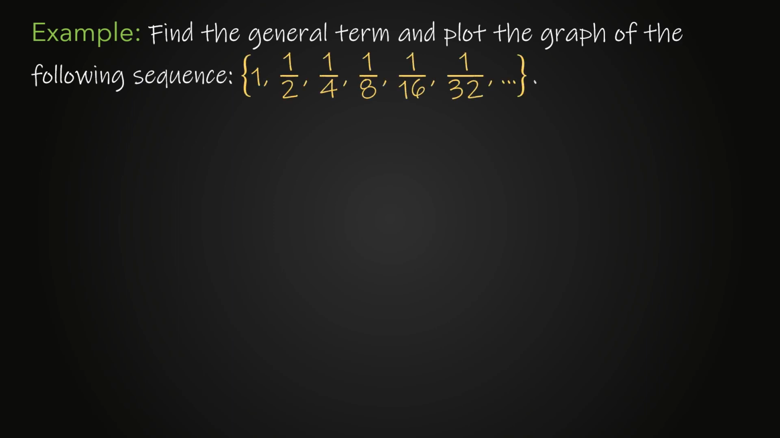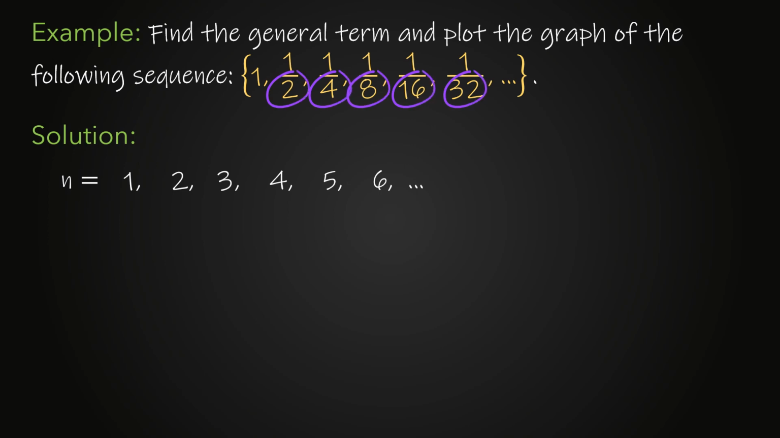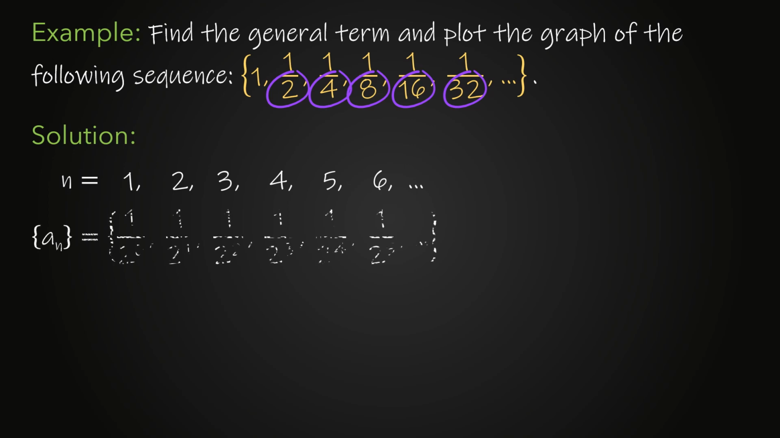Example: find the general term and plot the graph of the following sequence. Solution: figuring out the general term of a sequence comes down to recognizing a pattern in the sequence. For the given sequence, each term has a corresponding value of n. The denominator in each term is a power of 2. Then, we can rewrite the sequence in terms of power of 2.